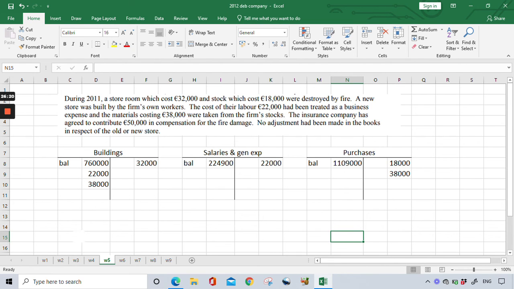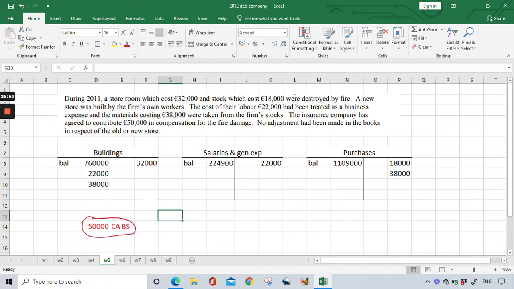We also have the 50,000 compensation, so I'm just going to write that down here. The 50,000 compensation goes into the accounts as a current asset in the balance sheet. And that matches up with the storeroom and the stock. 32 and 18 is 50, so we're getting covered. There's no loss from the fire. So 50,000 current asset balance sheet.